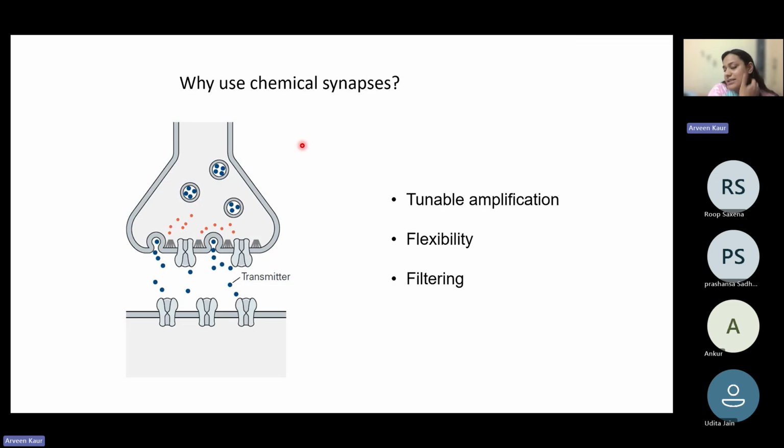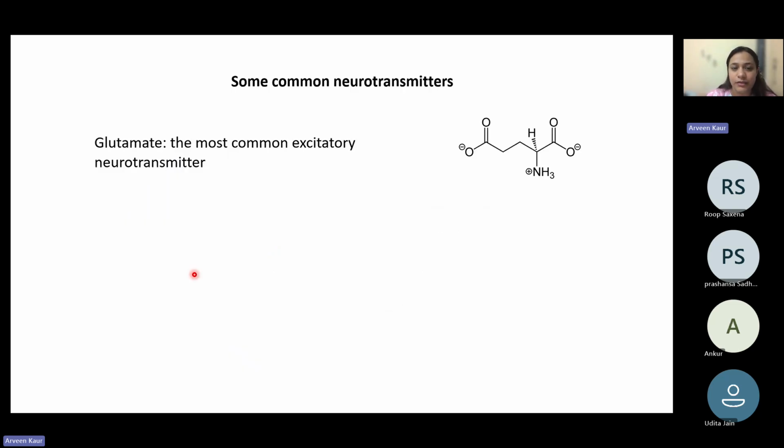So why is a chemical synapse even used if there is an option of an electrical synapse? Why do we use chemical synapses at all? Because over here, how much signal has to be given is tunable. The amplification is tunable, there is flexibility, and there is filtering also. Only the more important signals get through, not all the signals get through. Otherwise, the brain will always be in an overactive state.